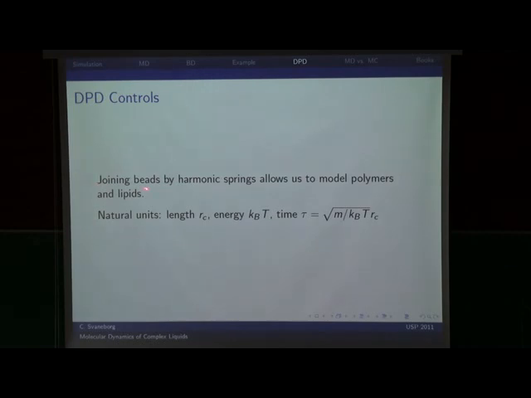Okay, and if you join beads by harmonic springs, as I said, we can build model polymers and liquids. And again, we can define natural units for the DPD dynamic.